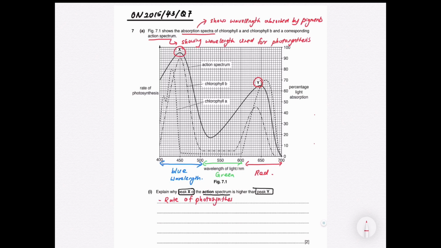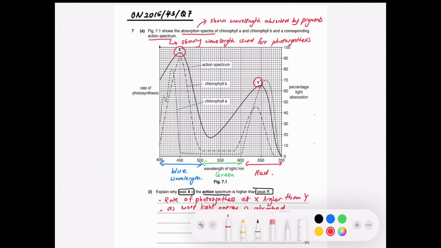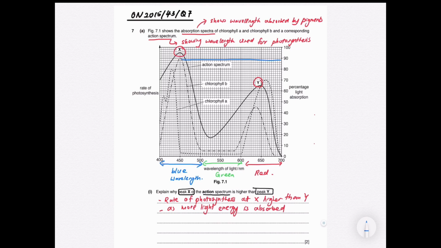So we're going to comment that the rate of photosynthesis at X is higher than Y as more light energy is absorbed. Take note, it's always about the energy. When the wavelength hits the plant pigment, what they absorb is actually the energy, not just the light. As more light energy is absorbed, how can you tell? You see that a higher percentage of light is being absorbed.